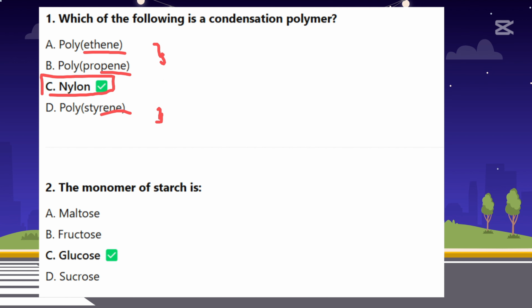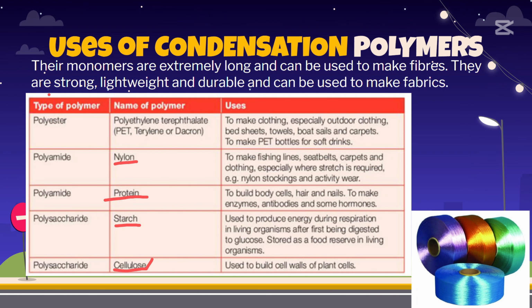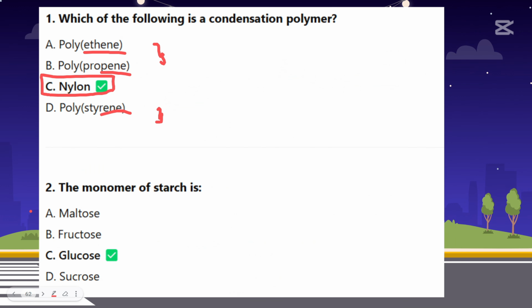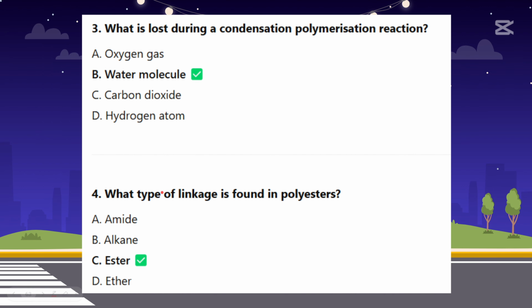Nylon would be condensation polymerization. I believe nylon is a polyamide. Let us go back to see if I'm correct. Yep, nylon is a polyamide. Yes, so it has to be condensation polymerization. The monomer of starch. Starch is made up of glucose. Yes, that's the correct answer. Thousands of glucose monomers combine to make starch.